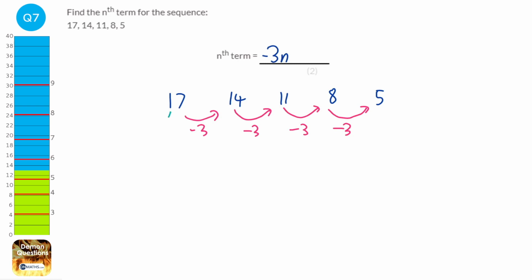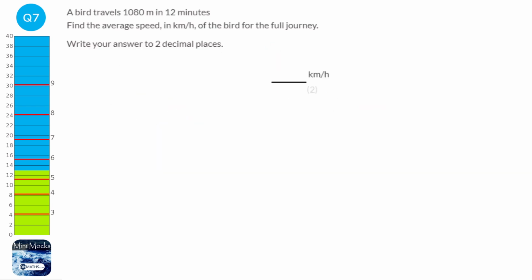Then what we do is we go backwards to find the 0th term. So actually going backwards, we would add 3, and we would find it to be 20. So whatever our 0th term is, because 17 is our first term, is what we add to the -3n. So it's going to be add 20. So our answer is -3n plus 20.